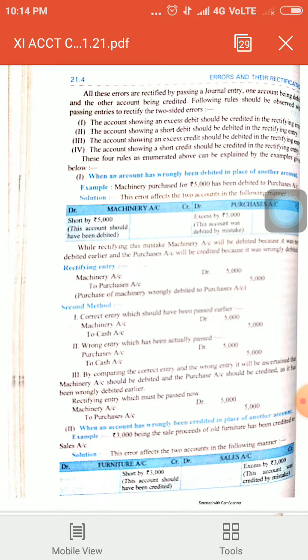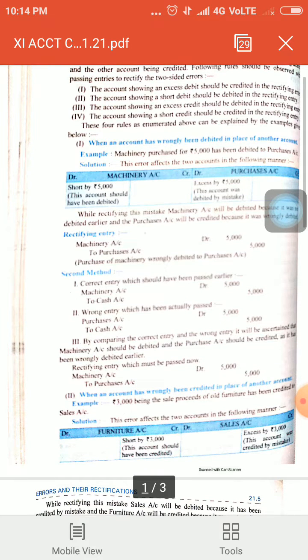So when an account has wrongly been debited in place of another account, like machinery purchased has been debited to purchase account, what will we do? Machinery purchased has been debited to purchase account. That means the purchase account shows 5,000 more debit balance. So we will credit the purchase account and we will debit the machinery account. So the entry will be machinery account to purchase account.